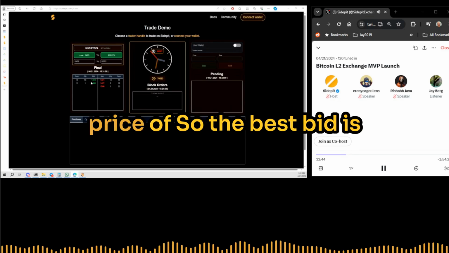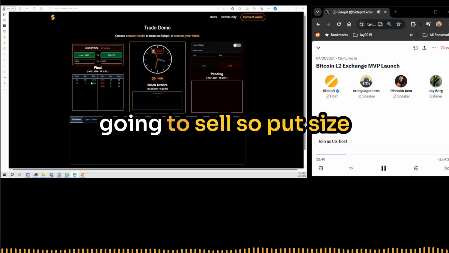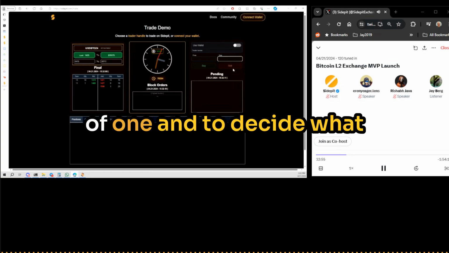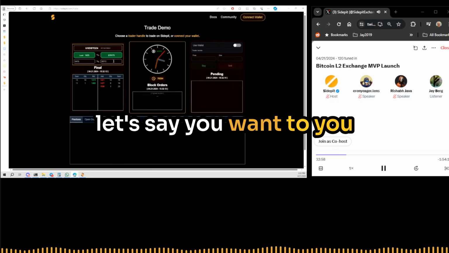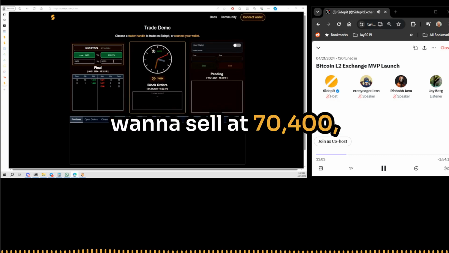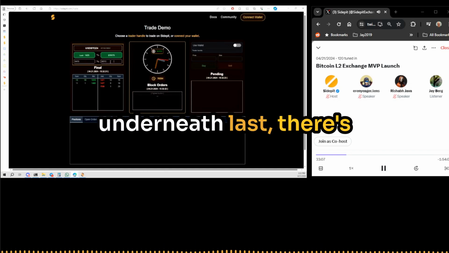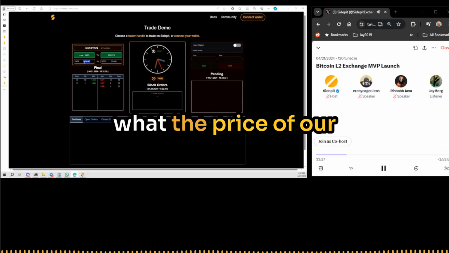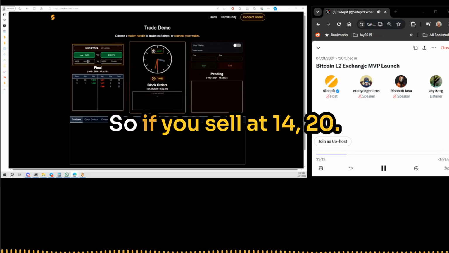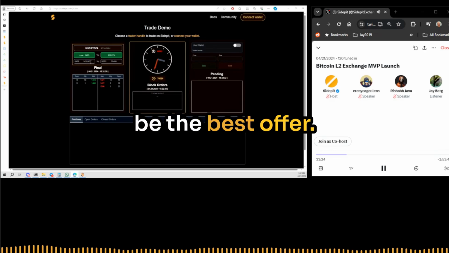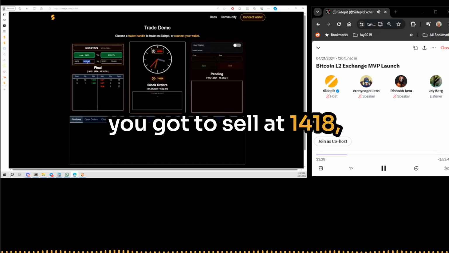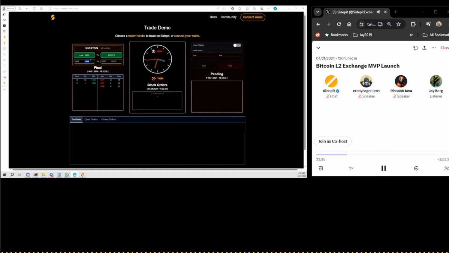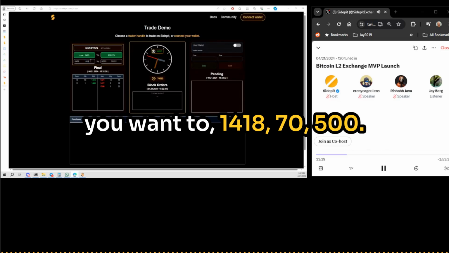So the best bid is you want to sell. Put size of 1, and then decide what price you want to sell at. Let's say you want to sell at 70,400. Underneath last, there's a little calculator next to BTC. Put in 70,400, and it's going to give you what the price of our contract is, which is 1420. So if you sell at 1420, you're going to be the best offer. You won't get filled. So if you want to get filled, you've got to sell at 1418, which is 70,005.